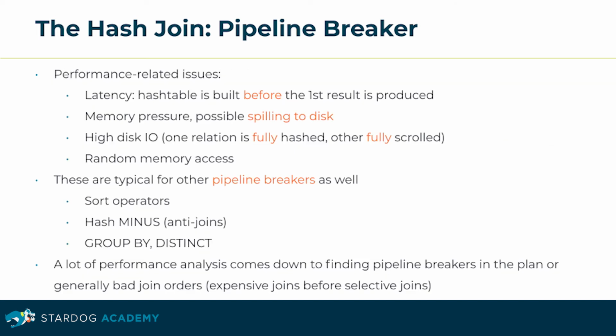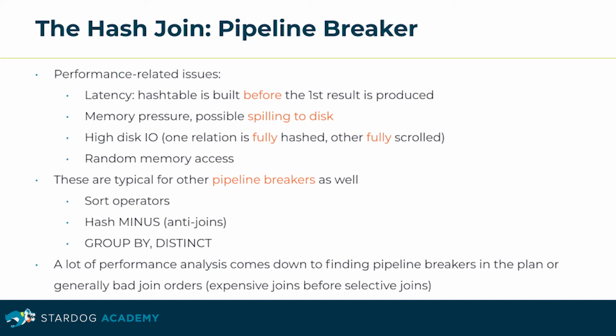So to summarize, performance problems associated with hash joins are fairly similar to other pipeline breakers too. And we can have performance-related issues like latency, where the hash table has to be built before the first result is produced. This results in memory pressure. Depending on the size of this in-memory data, we could have possible spilling to disk, which is going to be slower than in memory. We have the higher disk I/O, where one relation is fully hashed and the other is fully scrolled. And we're addressing a lot of random memory access. These are typical for other pipeline breakers as well.